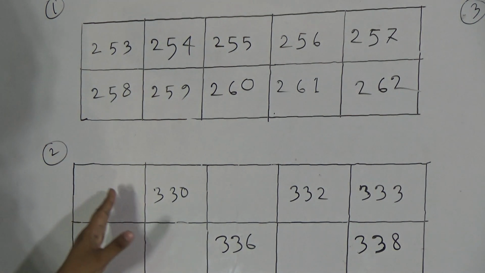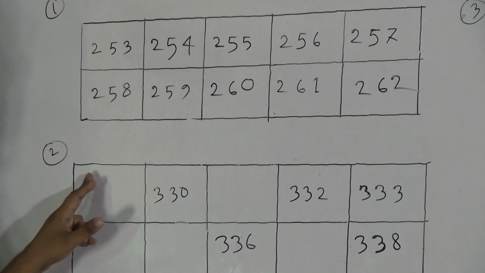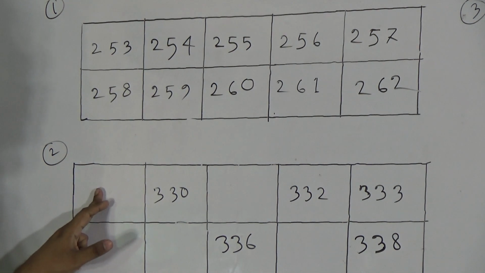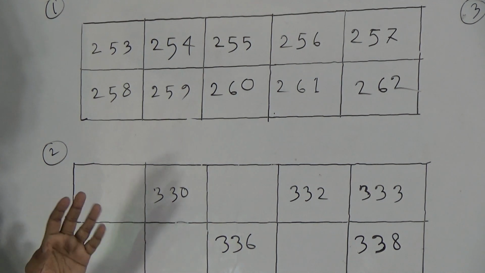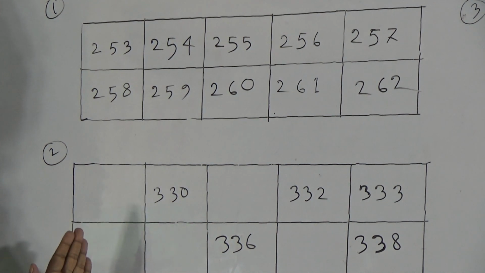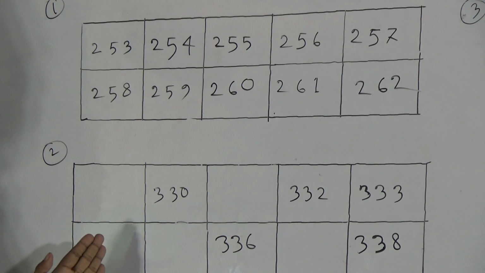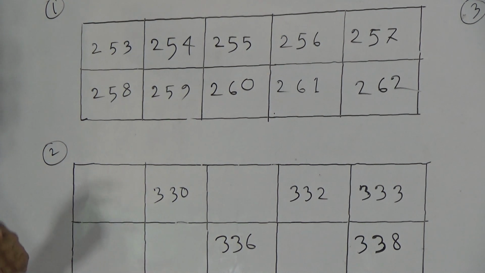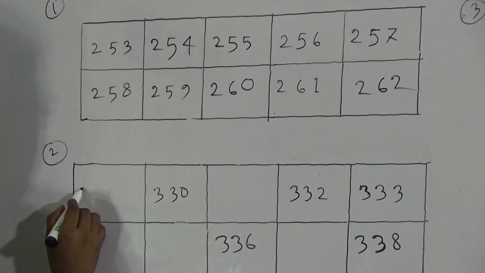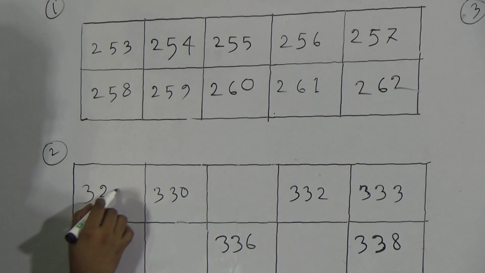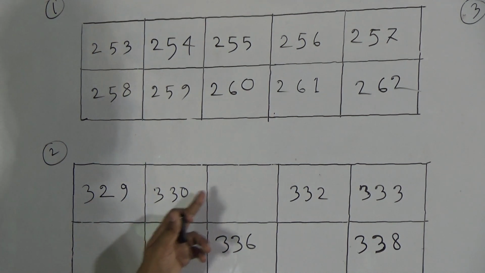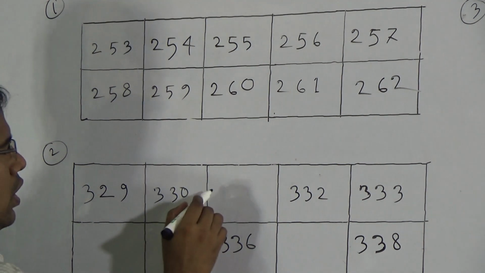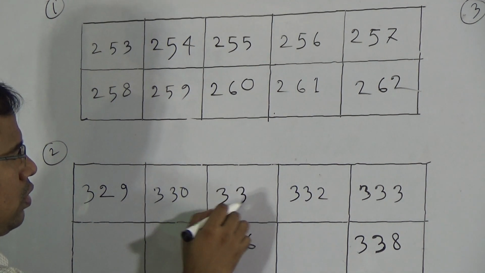Now we'll solve two numbers. Here first box is blank and second number is 332. Dear students, previous number of 330. Previous number of 330 is 329. So we'll write here 329. Then after 330, which number will come? 331.